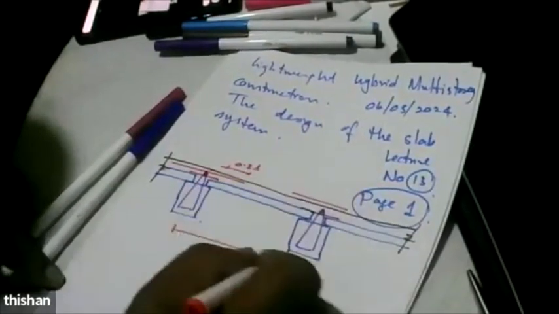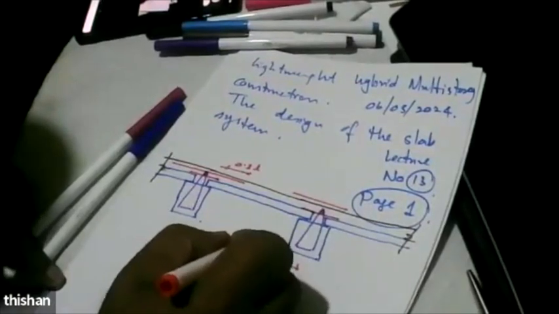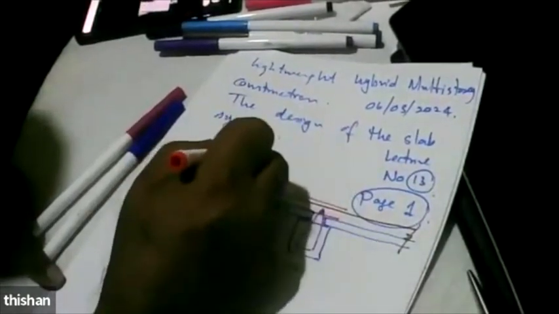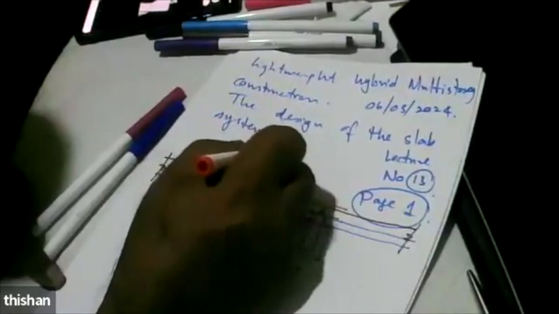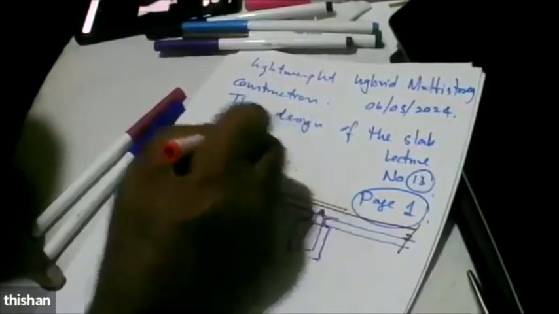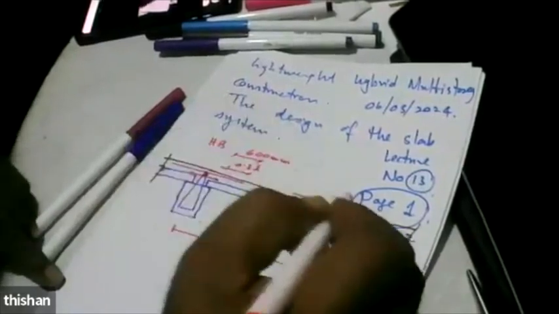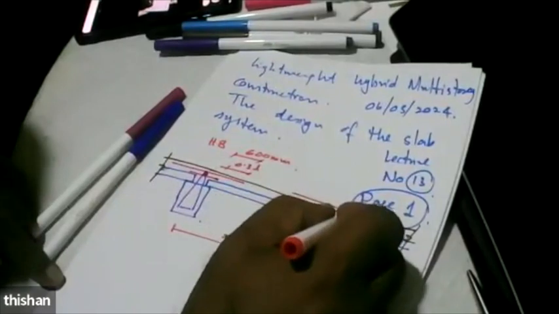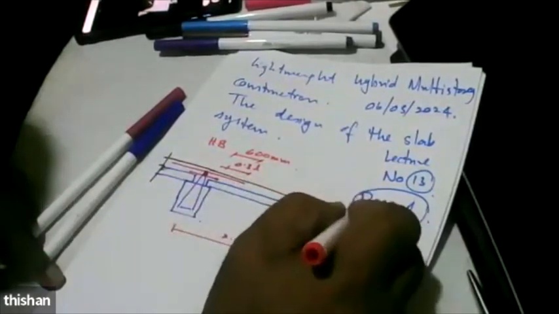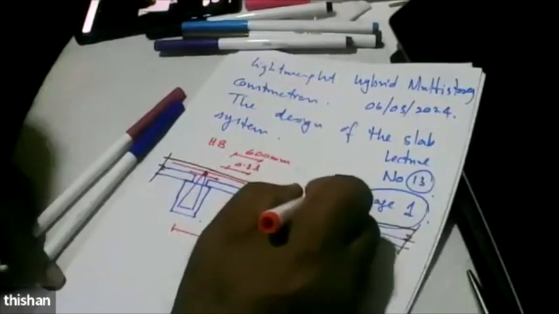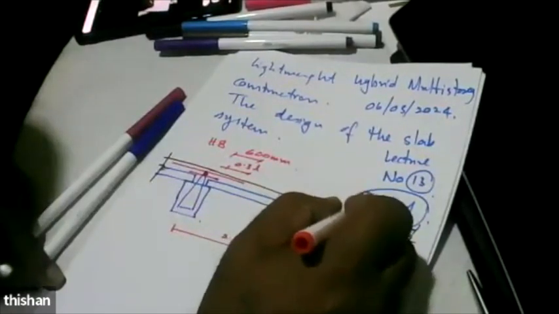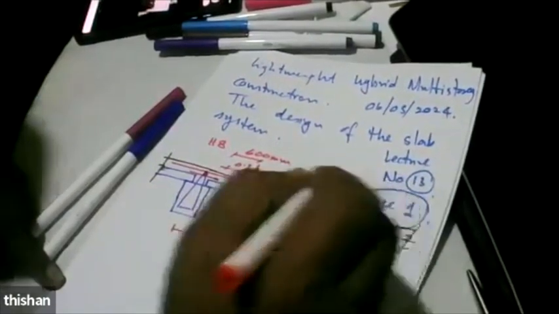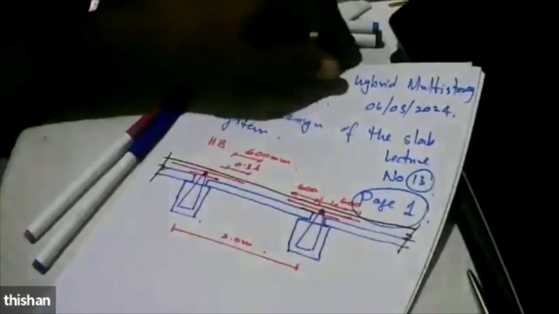So this is 2 meters. So we can have this top bar over a length of about 600 millimeters, and it's an H8 bar, 8 millimeter bar. Here also, we'll have a bar like this, above this. Here 600. That is an H8 bar.